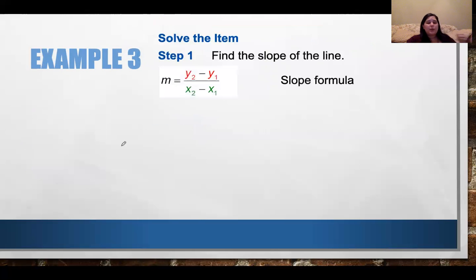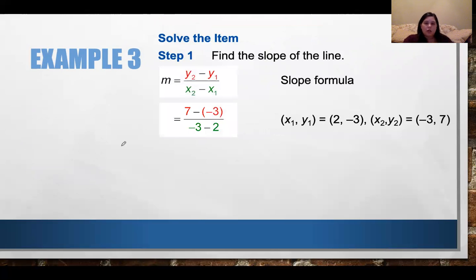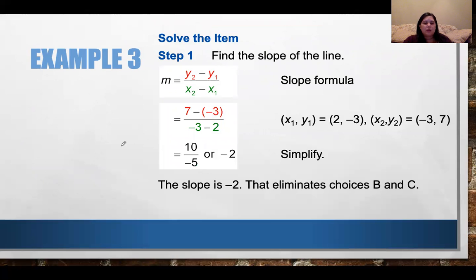So we're going to find the slope by using our slope formula and substituting in our 2 coordinate points. When we do that, we get 10 over negative 5, or negative 2. So our slope is negative 2, and this would eliminate choices B and C.